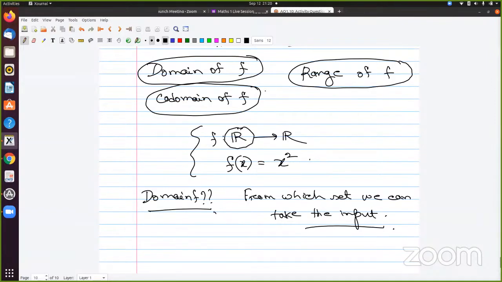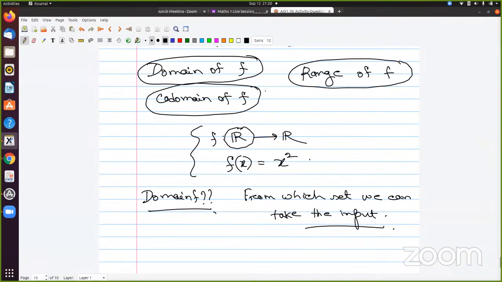R, all real numbers. So I can take any real number as an input. I will get some x square, right? If I give you any real number, you can square it and give me some output, right? Yes. Clear? Sir, is domain a subset of a set?